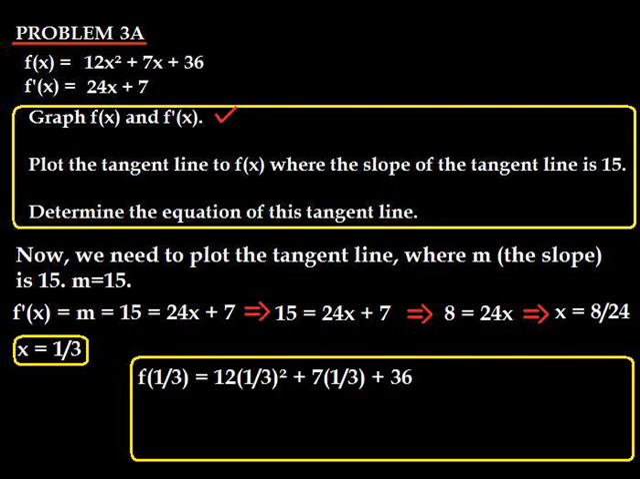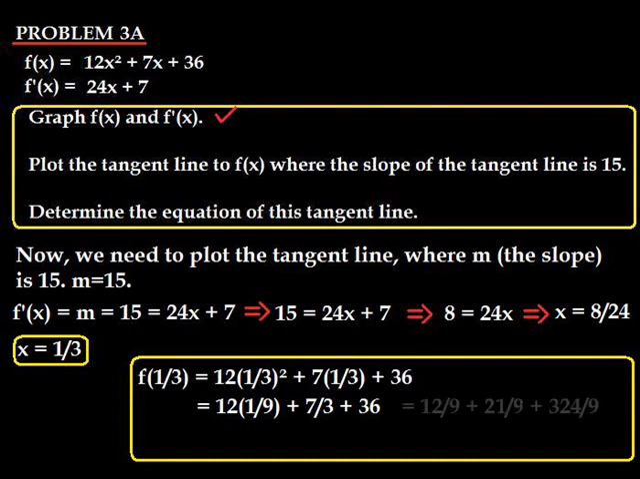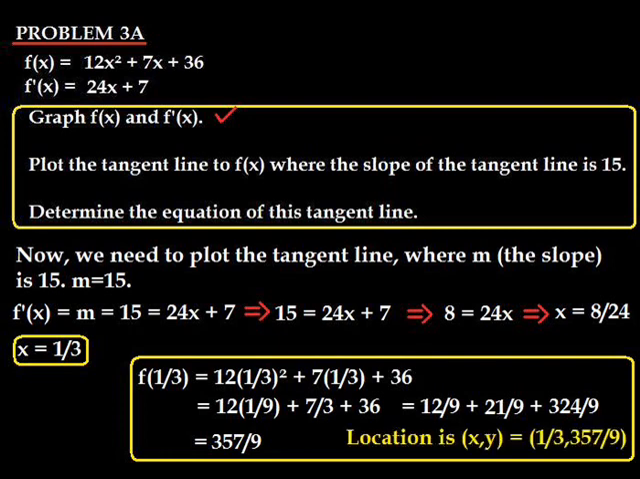Okay, so f of x, where x is a third, is 12 times 1/3 squared plus 7 times 1/3 plus 36. That 1/3 squared turns into a ninth. And then we're going to put everything with a common denominator of 9. That makes adding it all up much simpler. And the total of this result is 357 ninths. Alright, so now we know the location where the tangent line touches the curve, and that's at 1/3 for x and 357 ninths for y.